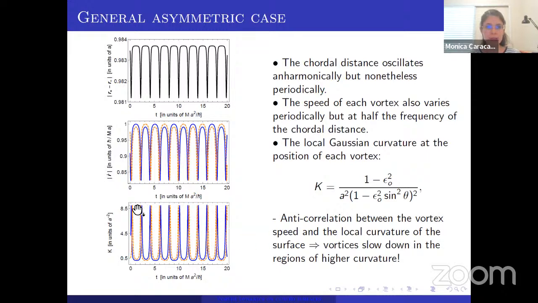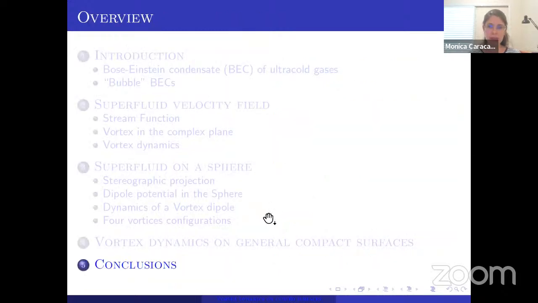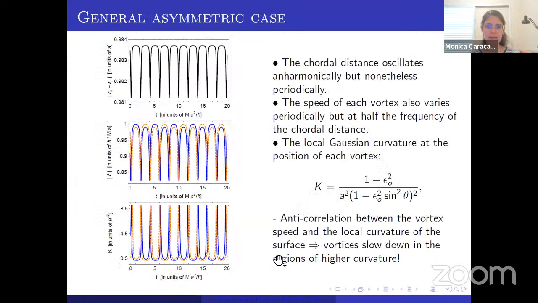You can see here that when you have a low velocity field, you have high curvature. This makes us conclude that the velocity is lower where the curvature is higher.